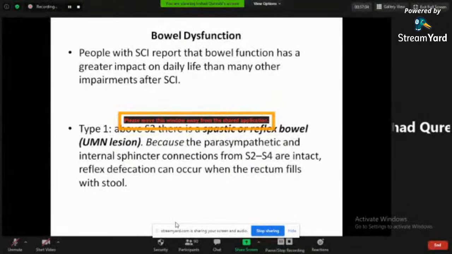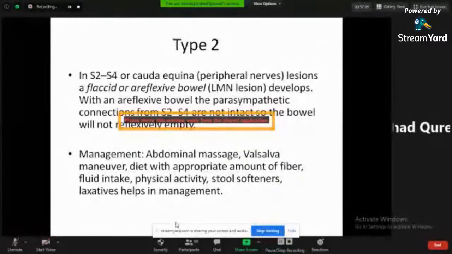In bowel dysfunction, people with spinal cord injury report that bowel function has a greater impact on daily life than any other impairment after spinal cord injury. In type 1, above S2, there is a spastic or reflexive bowel, your upper motor neuron lesion. Because the parasympathetic and internal sphincter connections from S2 to S4 are intact, reflex defecation can occur when the rectum fills with stool. In type 2, S2 to S4, or cauda equina peripheral lesion, a flaccid or areflexive bowel develops.